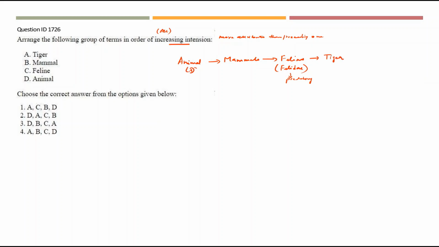So animal is in D, mammal is in B, feline is in C and tiger is in A. D, B, C, A. Option number 3 will be the right answer. Here we are more general, stating it's an animal. Here we are more specific. Increasing intention means we will be moving towards specific, from generic to specific. If the question is about increasing extension, then we will move from specific to generic. Generally it is actually ascending order, but here we shouldn't mention that because it is moving from general to specific.